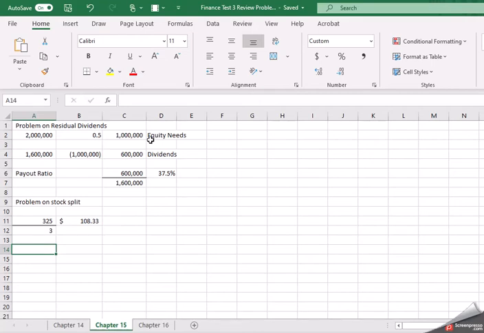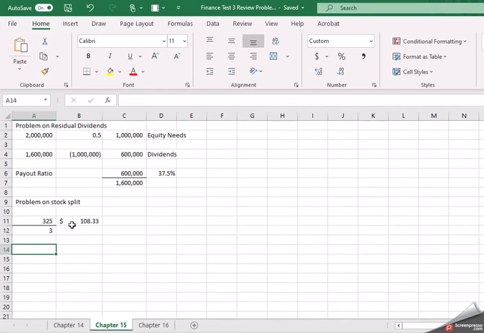So when we follow the residual theory of dividends, we have to first pay those equity needs out of our net income, and then what's left can go to dividends. So then the $1,600,000 is the net income. So we subtract out their $1 million of equity needs for that capital budget. That leaves $600,000 that they can pay in dividends. Then it says, well, what is that payout ratio? So if we take the $600,000 they can pay out, and we divide it by their net income, it tells us that they're paying out 37.5%.